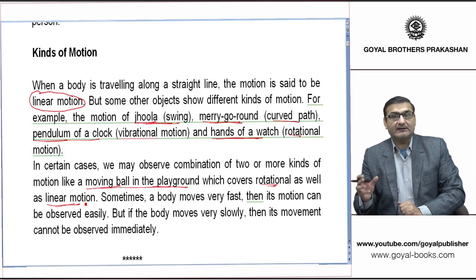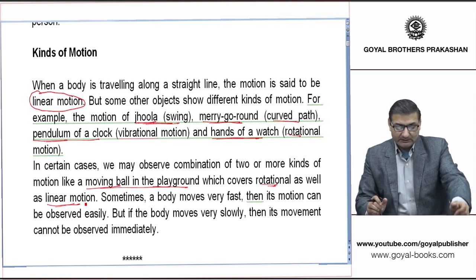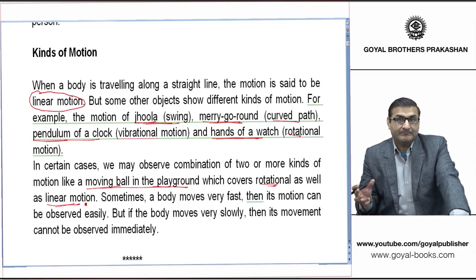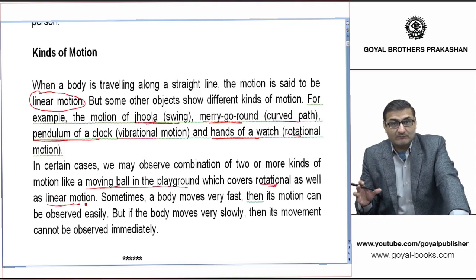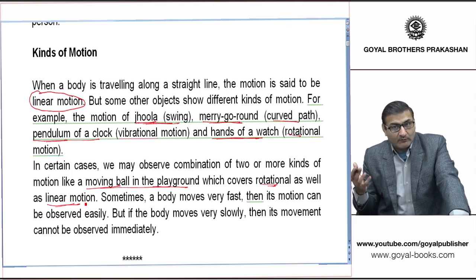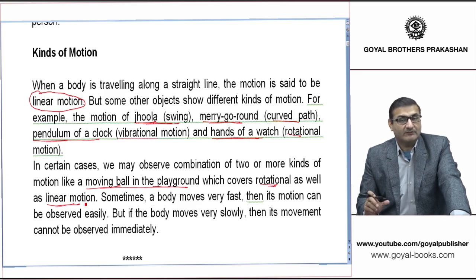But if the body is moving very slowly, it is very difficult to observe those slow movements. In the same way, we are not able to observe ourselves moving, the whole earth is moving, but we don't observe that. The plants are growing, but that growth is so slow that we are not able to observe it. So these are the different types of motion.